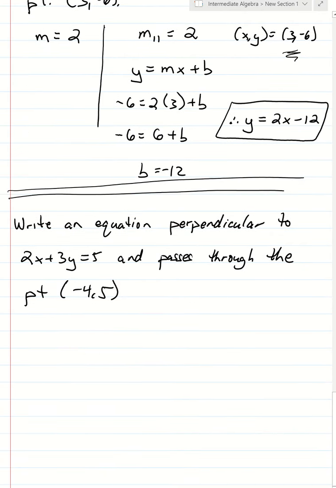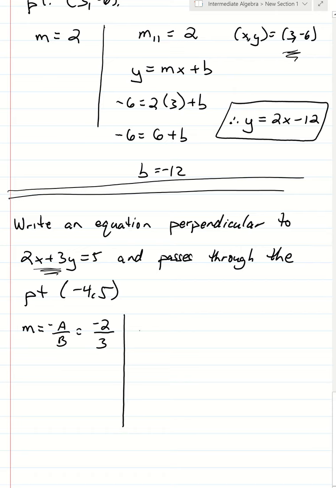So first of all, we need the slope. Well, to get the slope of the equation that we are given, we need the opposite of a over b. Well, a is 2, so I need the opposite of a, -2, over b, which is 3. So the slope of the equation that we are given is -2/3.